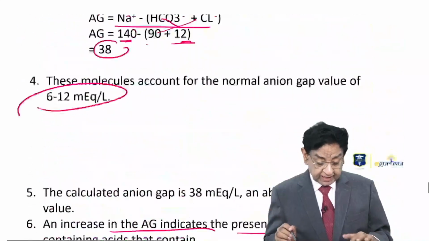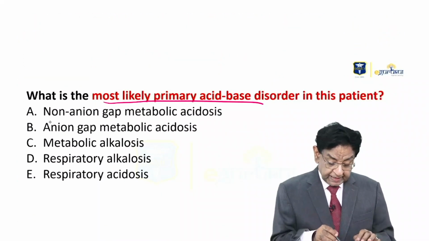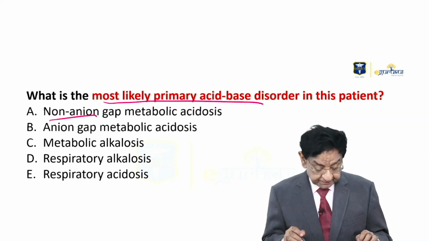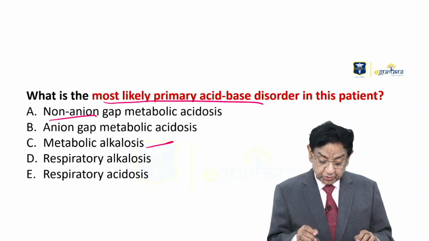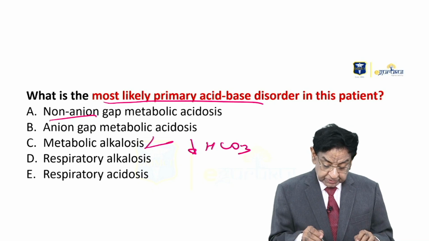Well, we are clear about it. Let's look into the other options. So, non-anion gap, ruled out, anion gap is there. Is it metabolic alkalosis? No way. Bicarb is reduced, so this cannot be alkalosis.